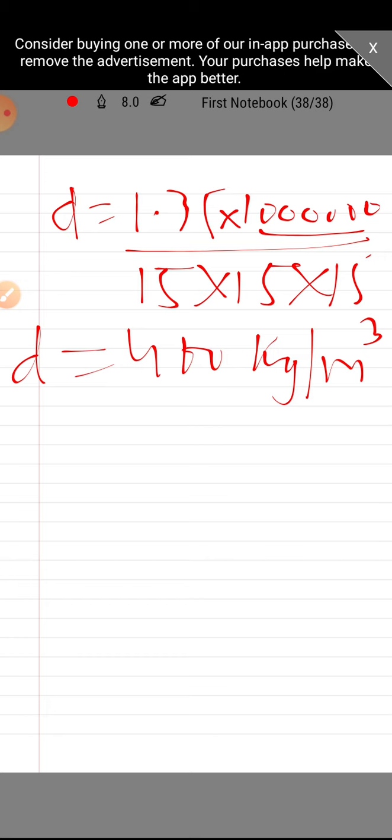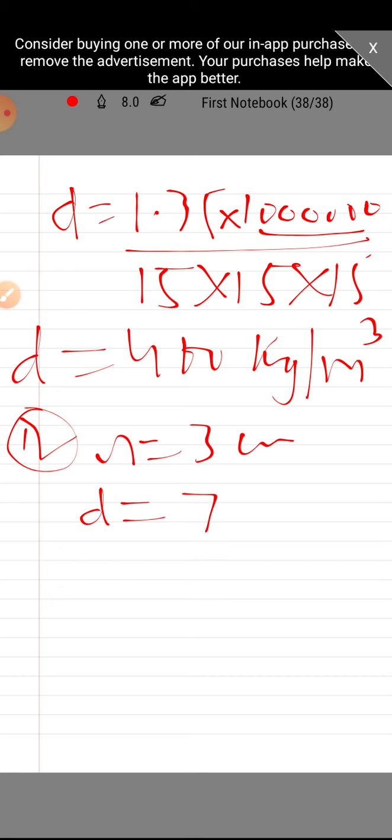Now moving to question number 12. So in question number 12, you have to calculate the mass of a metallic sphere, and radius is given. So radius is equals to 3 centimeter. Density is given. So density is 7 gram per centimeter cube. Now again first we will calculate volume. So volume is given by 4 by 3 pi, that is 22 by 7, r cube, r that is 3 into 3 into 3.